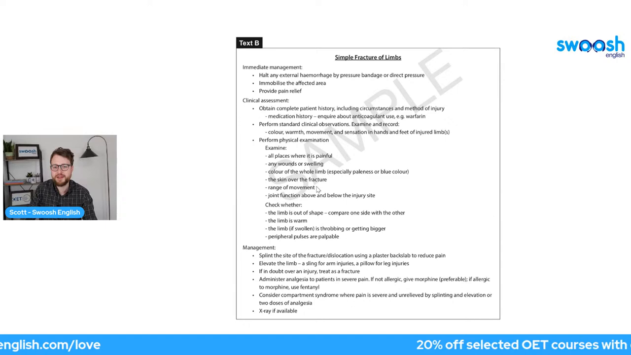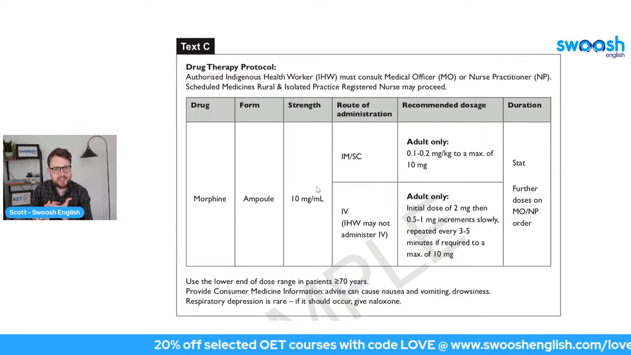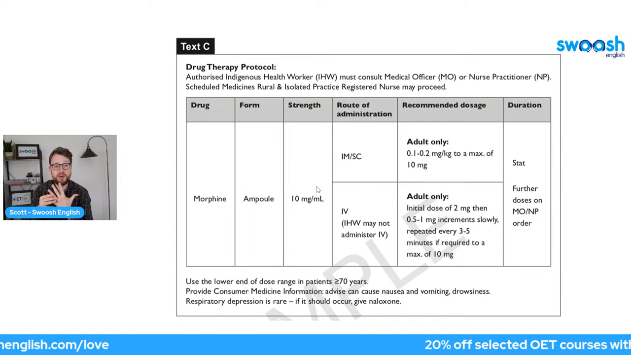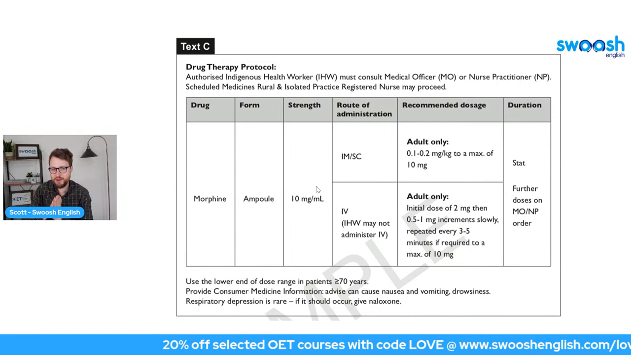3, 2, 1. Text C, same thing, headings, subheadings, other important areas of note. So look at the headings and anything that's emboldened as well, and take a note of them. Another few seconds. 5, 4, 3, 2, 1. We're going to get you up to shape for OET in the exam day.